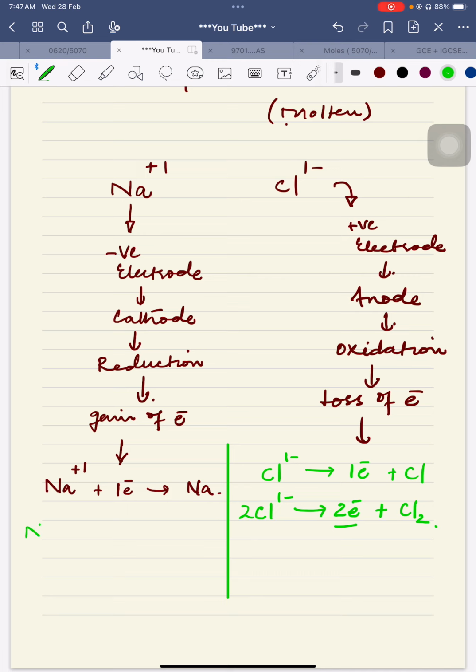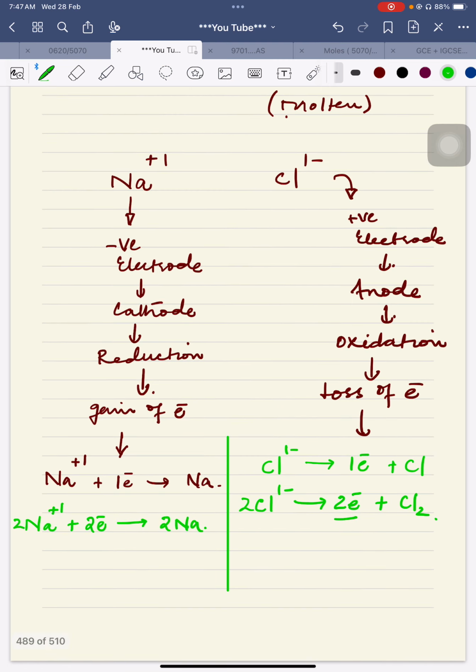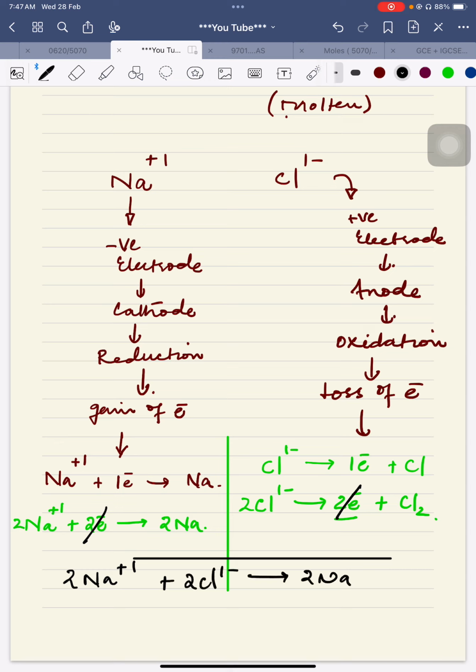So here I am writing this 2Na plus 1 so that I may be able to balance the number of electrons, and that is this. Okay. Then I can say, what is the resultant equation? We can see the number of electrons are equal, gain and lost are equal. So we can say it is 2Na+ plus 2Cl- arrow 2Na plus Cl2. Okay. So this is how we can say that we are forming sodium metal and chlorine gas.